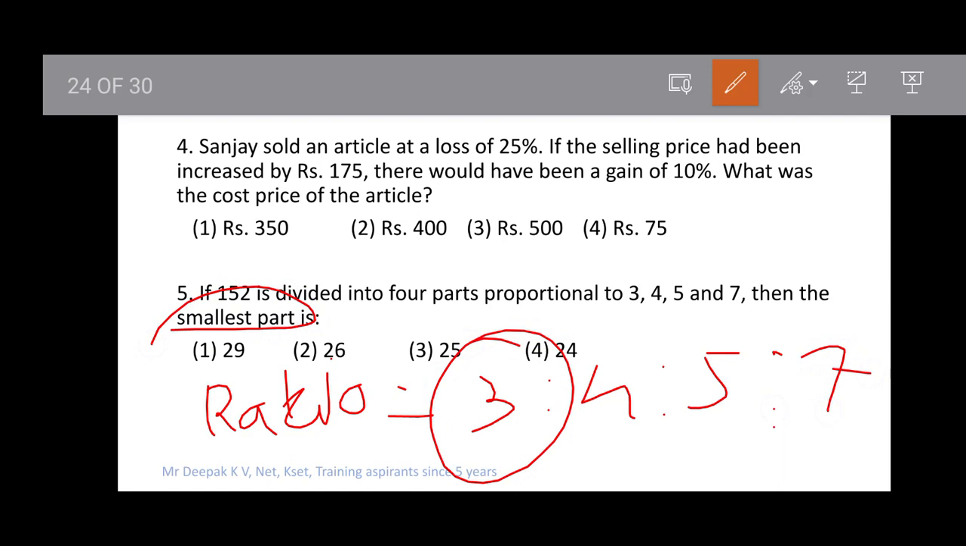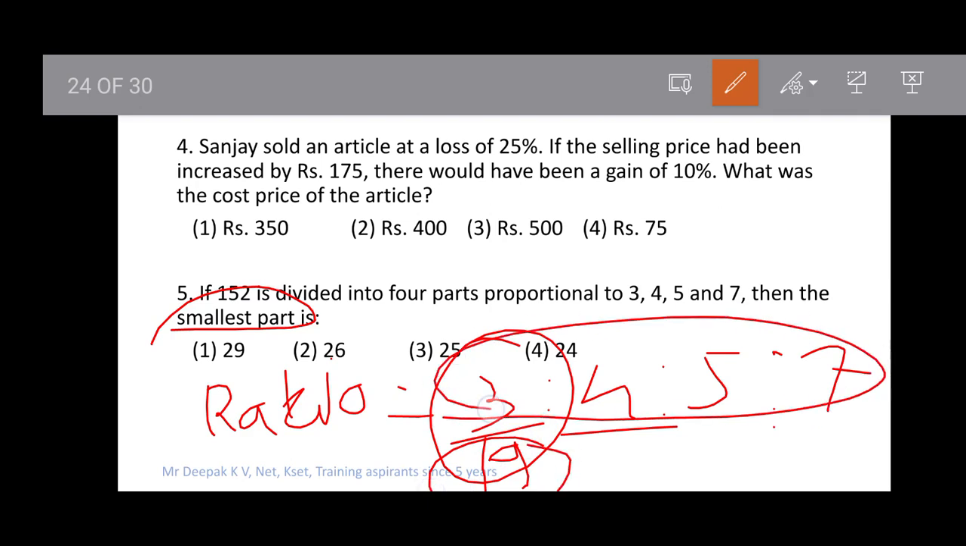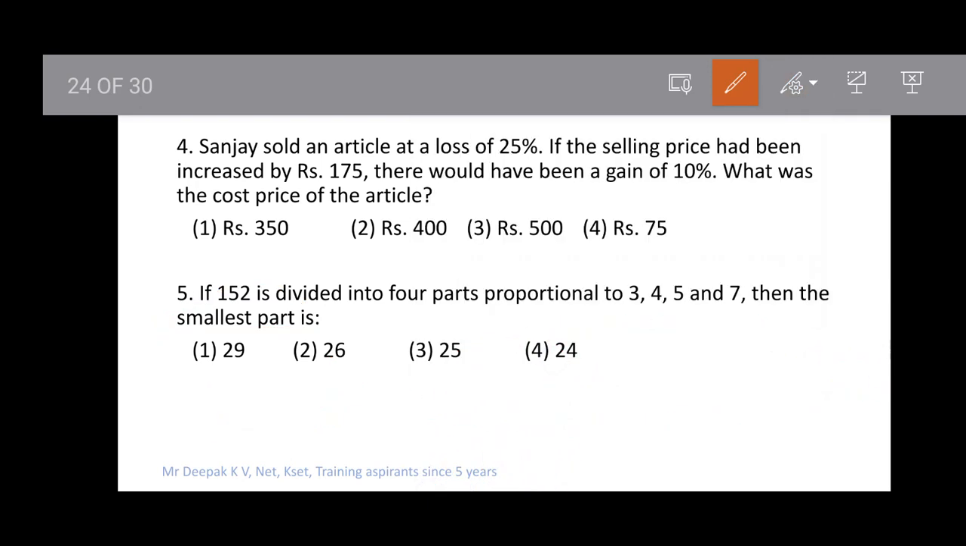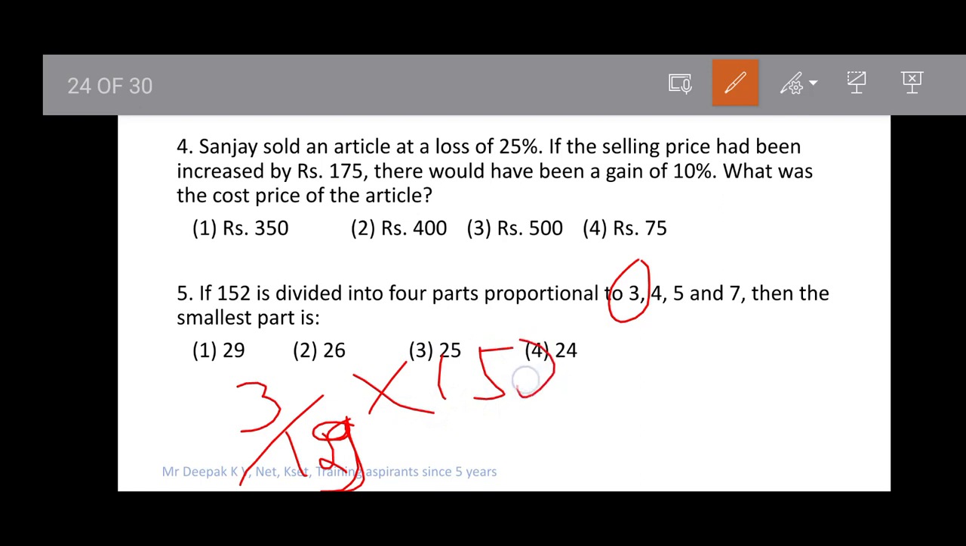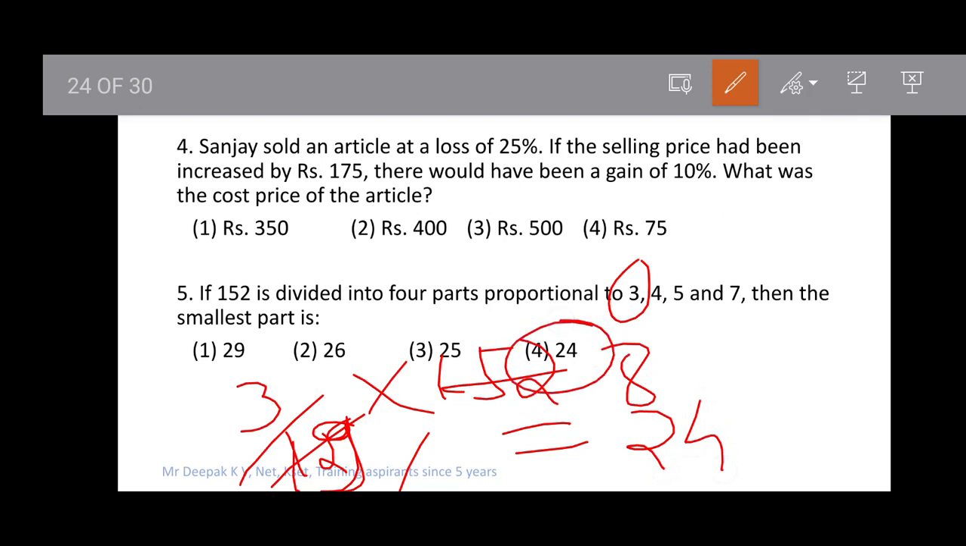If you are writing this ratio in fractions, this will become 3 by 19. This 19 is nothing but the total of these 4. So the smallest part is obviously 3. That is why I will go for 3 by 19 into 152. 19 ones are 19, 19 8s are 152. 8 3s are 24. So your answer should be option 4.